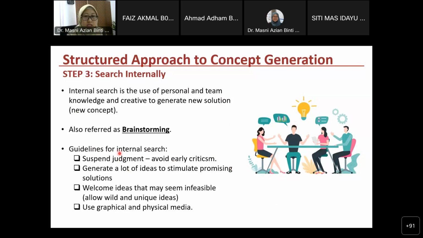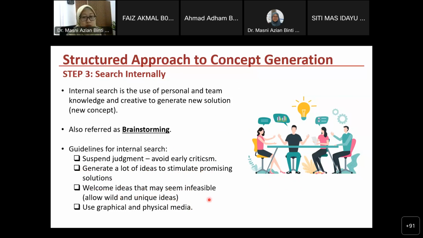So when you want to conduct internal search, you have to avoid early criticism. Maknanya you akan kata konsep ni tak elok lah apa semua, so you reject the idea. No, you have to be as open as possible during brainstorming so that you can generate promising solutions. Okay, so it is best to generate as many ideas as possible so that you can stimulate promising solutions, so probably you can find very exceptional idea for your product. Okay, and then you should also welcome ideas that may seem infeasible. Macam kadang-kadang kita rasa idea tu tak logik, idea tu tak munasabah, gila lah idea ni. But sometimes crazy ideas may be an exceptional solution to some problems.